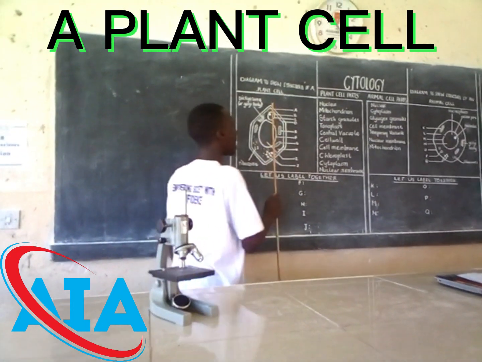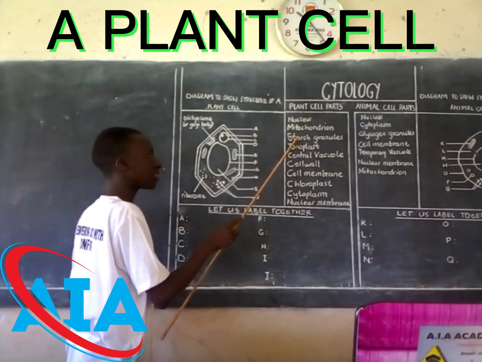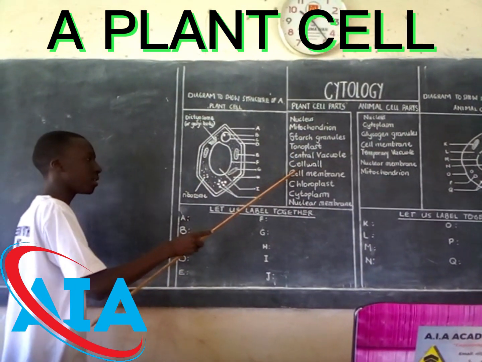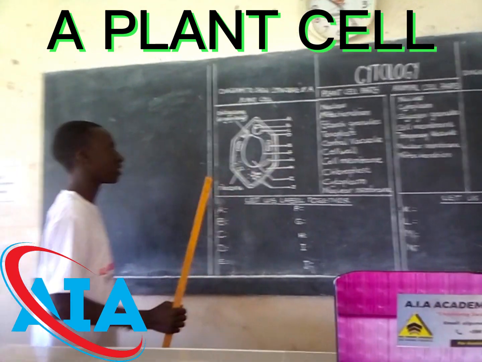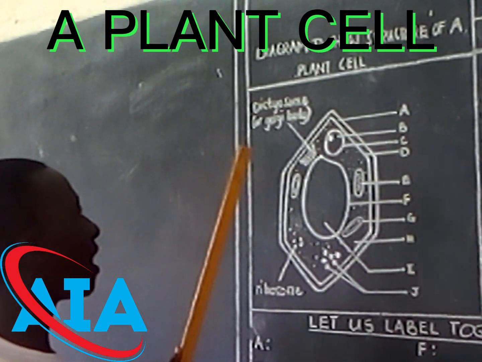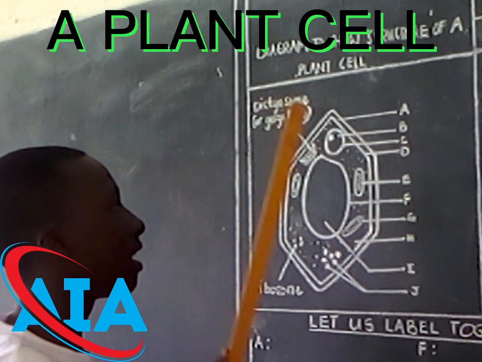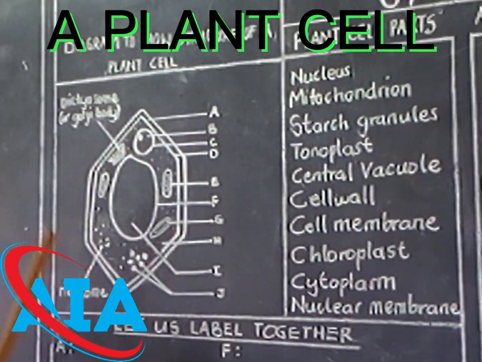The parts of the plant cell include the nucleus, mitochondria, starch granules, tonoplast, central vacuole, cell wall, cell membrane, chloroplast, cytoplasm, and the nuclear membrane. With me, I have the diagram showing the structure of the plant cell. The parts of the plant cell are here, so we are going to label together.